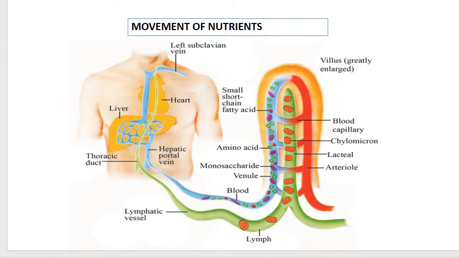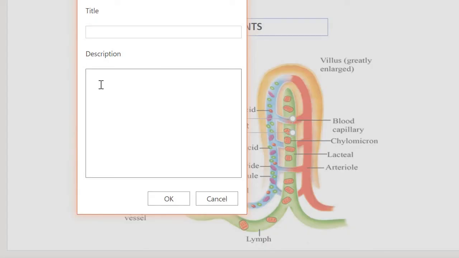Theek hai? And inside the liver, a lot of regulations will take place. Now what regulation will take place? Let's understand. In liver, extra glucose will convert into glycogen. Glucose will convert into glycogen.